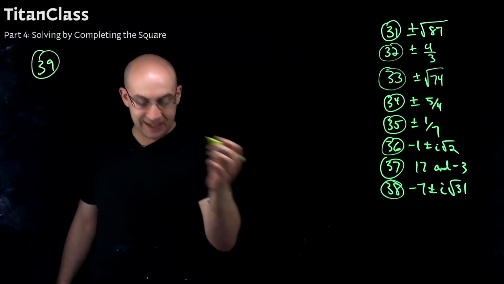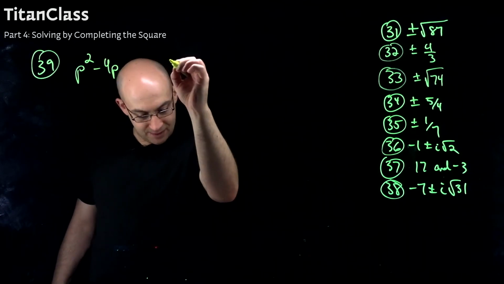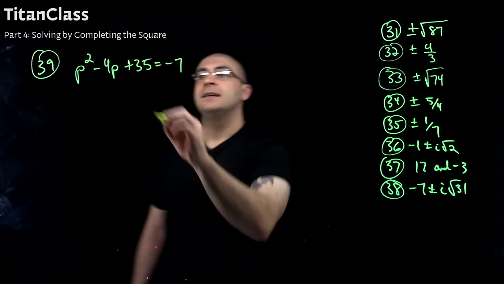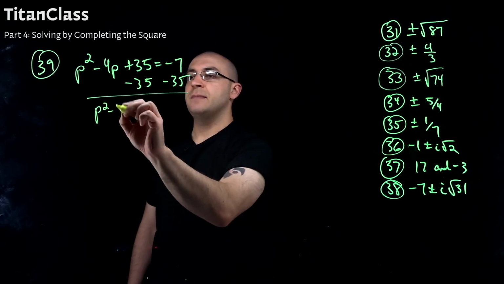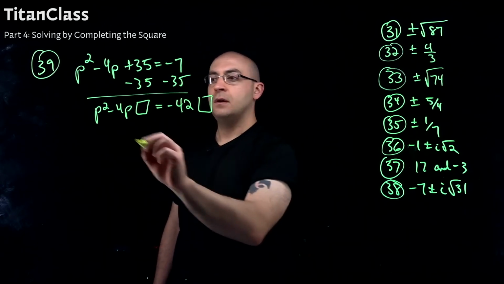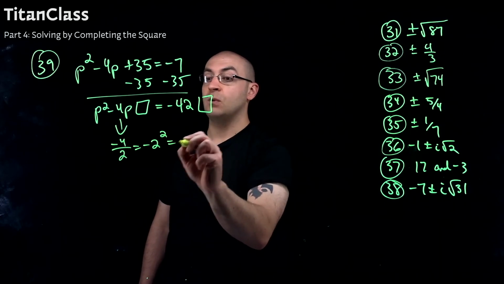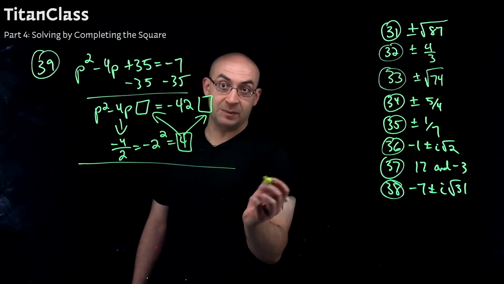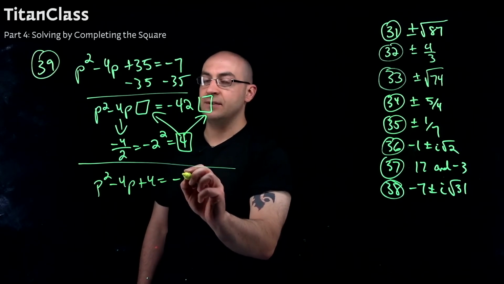39, p squared minus 4p plus 35 equals negative 7. Okay, subtract 35 on both sides. P squared minus 4p equals negative 42. Take the negative 4, divide it by 2, which is negative 2. Square the result, which is 4. Remember, it's always going to be a positive. Throw the 4 into the boxes. We have completed the square. P squared minus 4p plus 4 is going to equal negative 38.